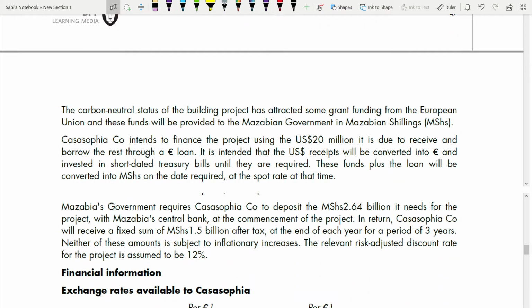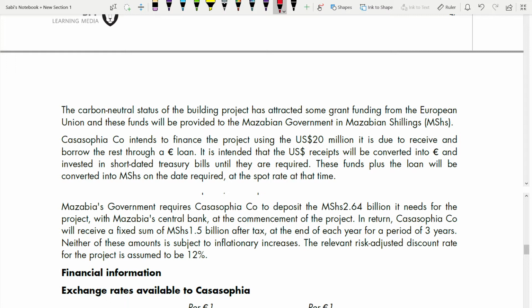The carbon neutral status of the building project has attracted some grant funding from the European Union, and this fund will be provided to the Mezabian government in Mezabian shillings. So on the one hand you are receiving US dollars, and on the other hand you are going to attract a grant not in US dollars, but in some other currency.